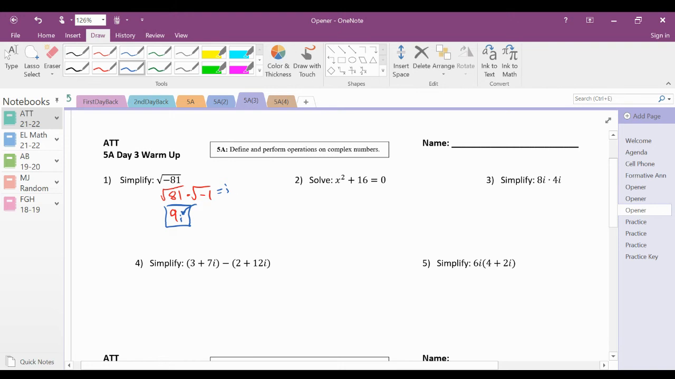A reminder here that there is no positive or negative, because when we're just simplifying, we're assuming we are already working only with the positive radical square root of negative 81. So that's how we get our answer of 9i.